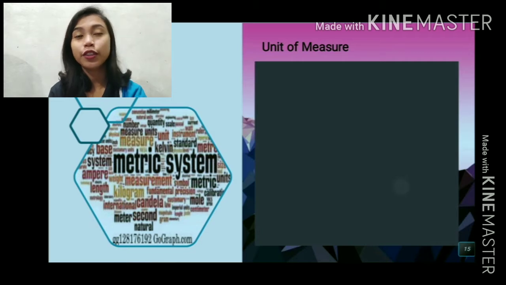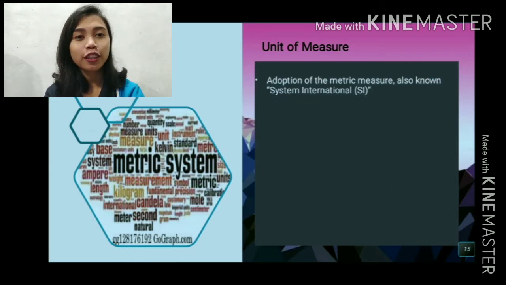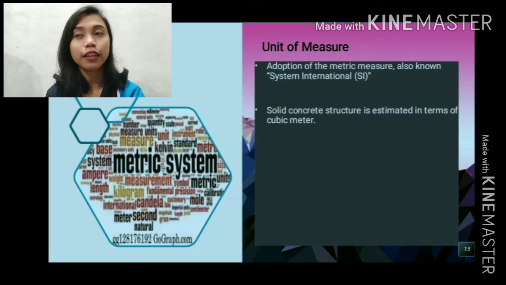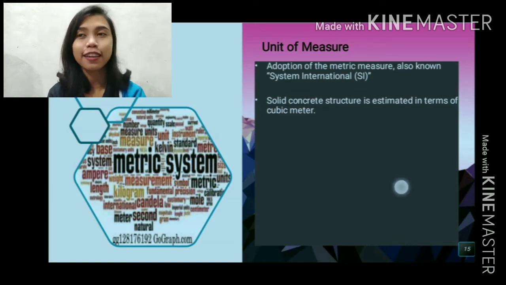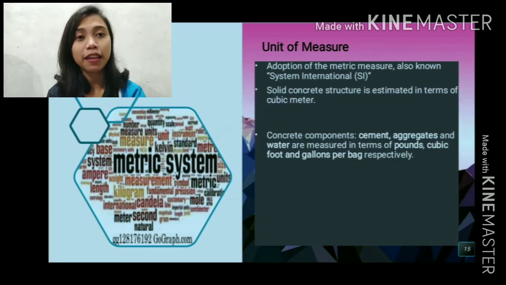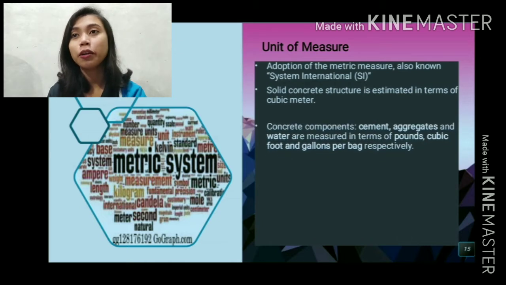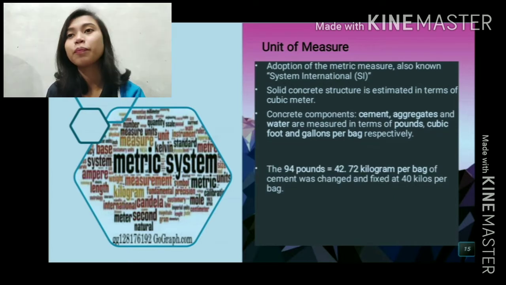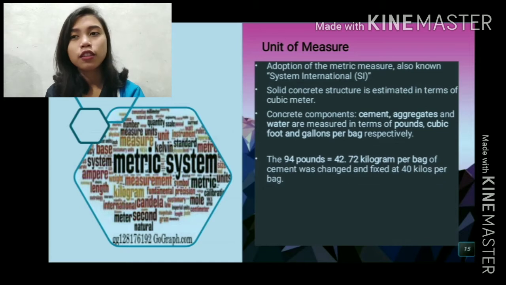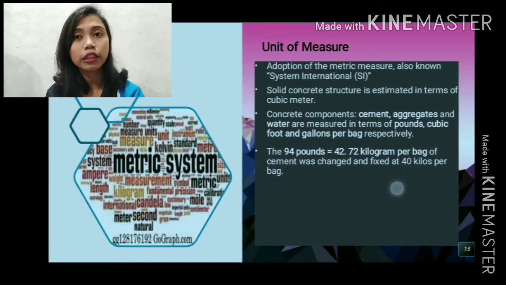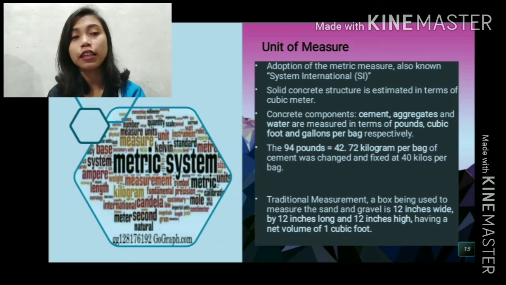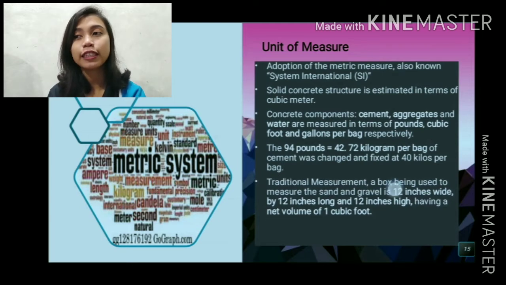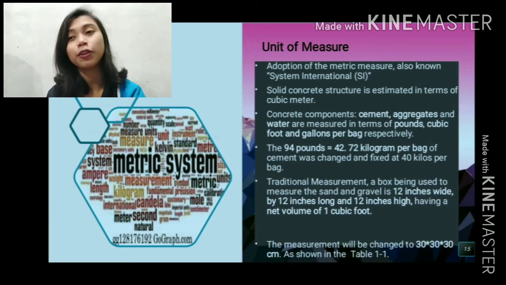Let's go to the unit of measure. So, unit of measure is an adoption of the metric measure, also known as System International or SI. Concrete components such as cement, aggregates, and water are measured in terms of pounds, cubic foot, and gallons per bag respectively. So today, instead of the traditional measuring wooden box, the empty plastic bag of cement is popularly used to measure the volume of sand and gravel for convenience in handling aggregates during mixing operations.